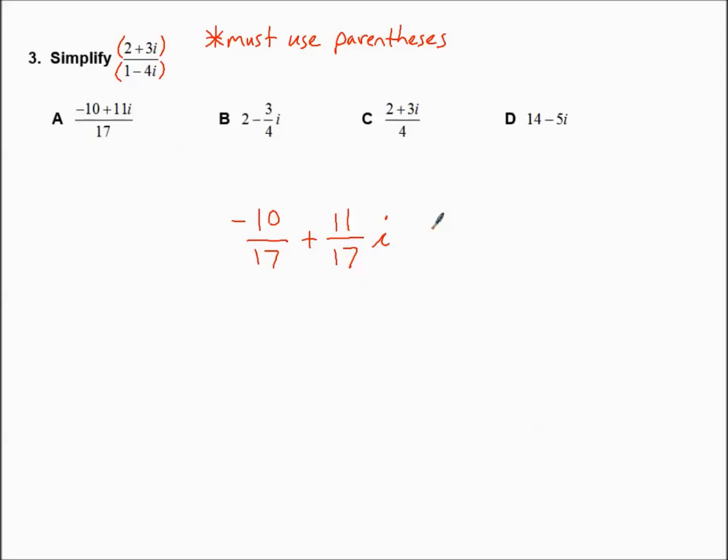It doesn't look exactly like answer choice A, but we know that it is A. They have the same denominator, so we could write them together as one big fraction, negative 10 plus 11i all over 17, and that is answer choice A. So the calculator is still very useful for this type of problem. So that's the end of the first half of this tutorial.